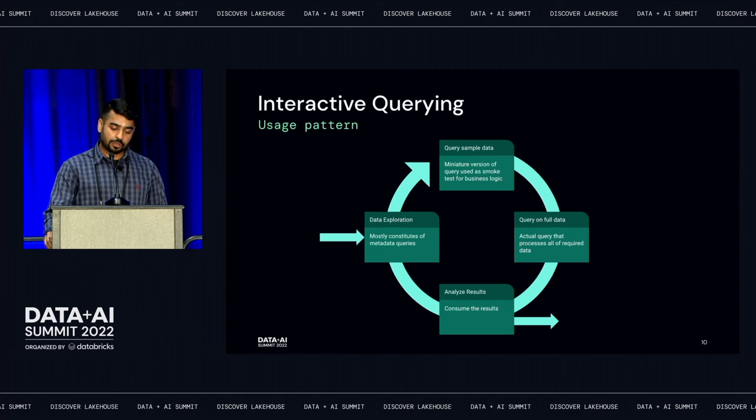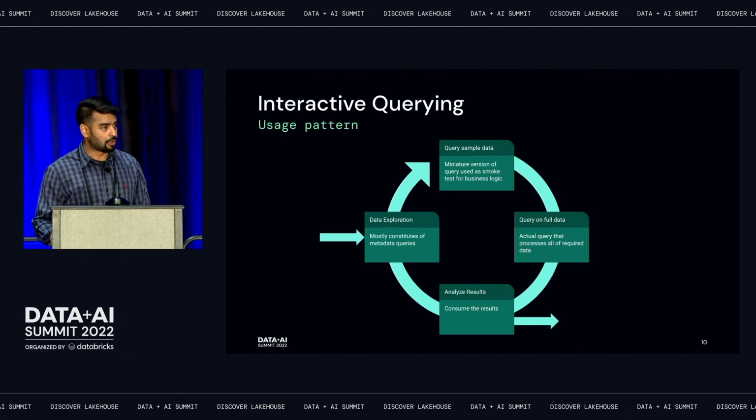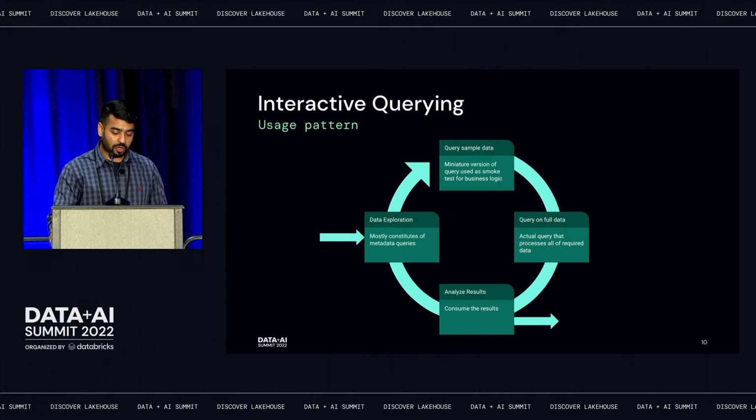All right, coming back to the interactive querying. So an interactive querying session looks something like this. A user comes in, they have a problem in their mind. They need to first find out, like, oh, what are the data sets and tables that I can use to answer this question? This is what we refer to as the data exploration stage.